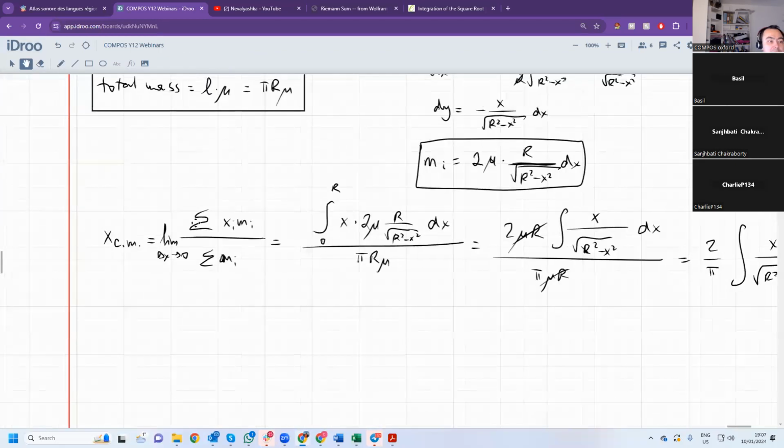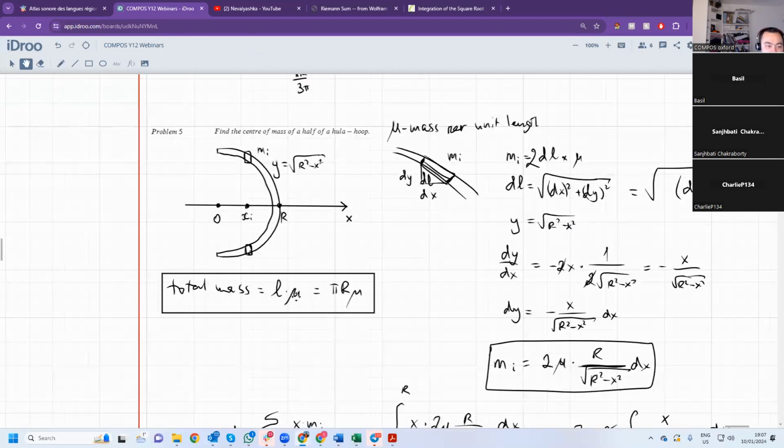It's the length times mu. Simply, it's length times mu. And the length is pi r times mu. Oh, the length is pi r because it's the length of the semicircle. Does that make sense?